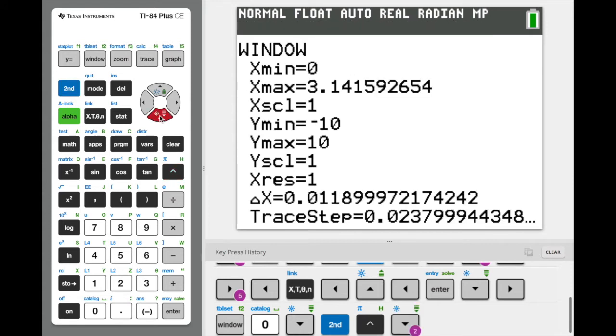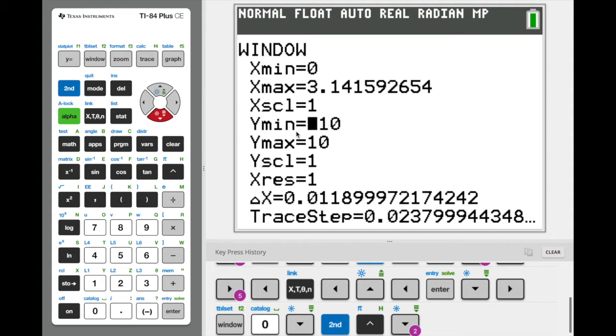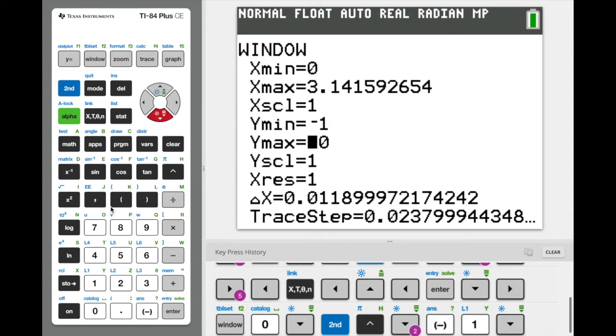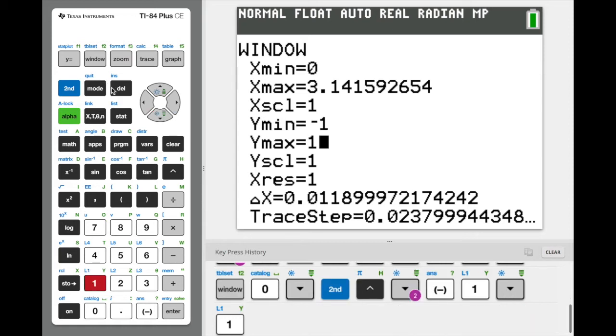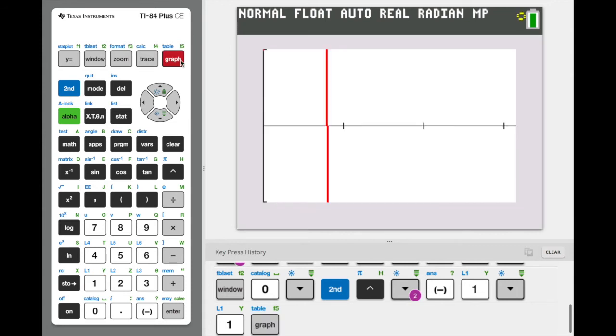And again, I really only care where the second derivative is changing signs. So I'm looking for y values around the x-axis, so I'll go from -1 to +1 on the y min and the y max. Once I've got that, I'm going to graph using this window, and we'll see what we've got. So this red line looks like our second derivative.